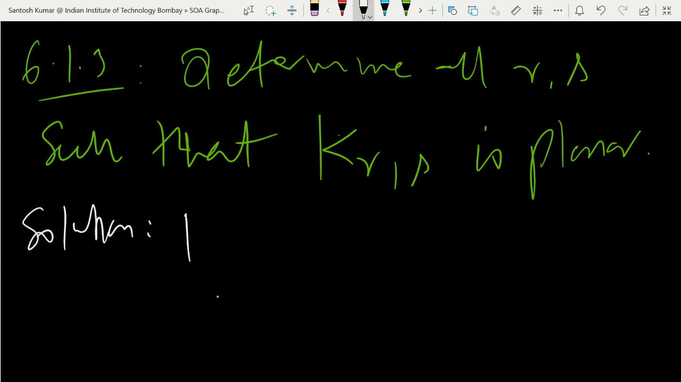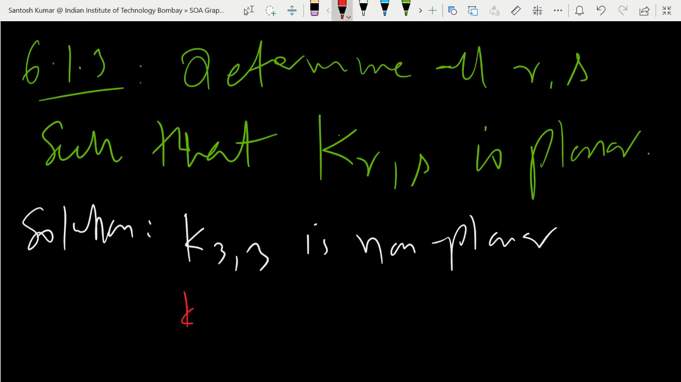Okay. See, what do you know about K33? Is it a planar or non-planar graph? So this is a non-planar graph. Okay, so R and S cannot be 3, 3. What do you know about K44? Is it planar or non-planar?